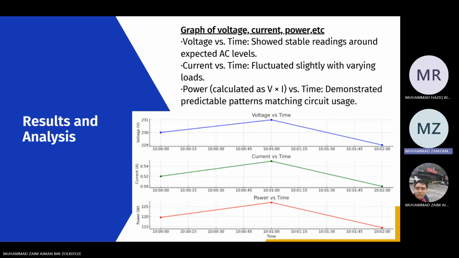As you can see, here are the results which we get. First is voltage versus time, which showed stable readings around the expected AC level. The second graph is current versus time, which fluctuated slightly with varying loads. And the third graph is power versus time. The power is calculated using V times I versus time. It demonstrated predictable patterns matching the circuit usage. So this shows the system works as intended. And next slide.